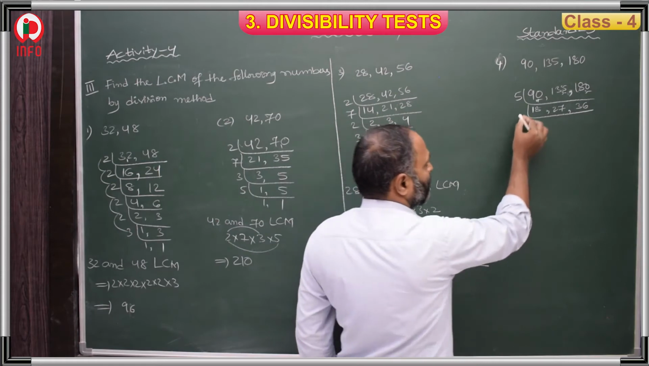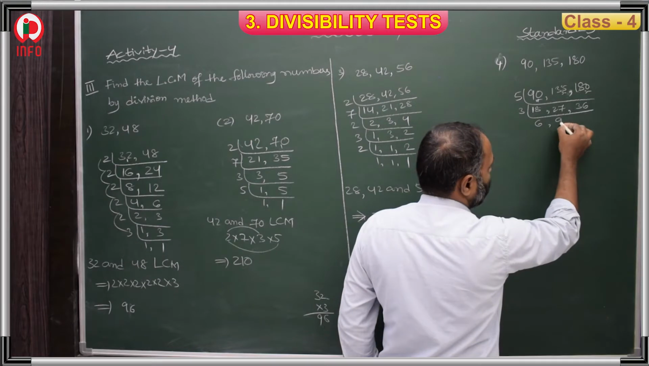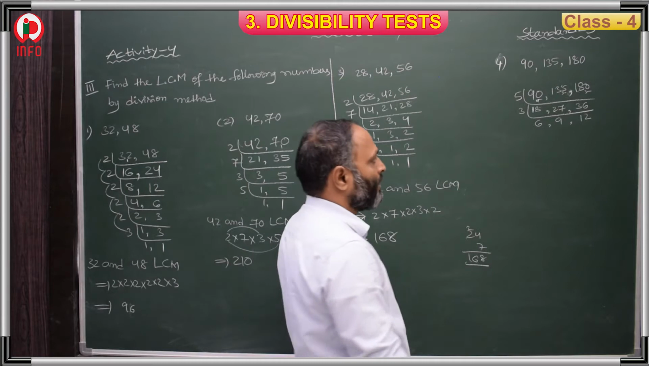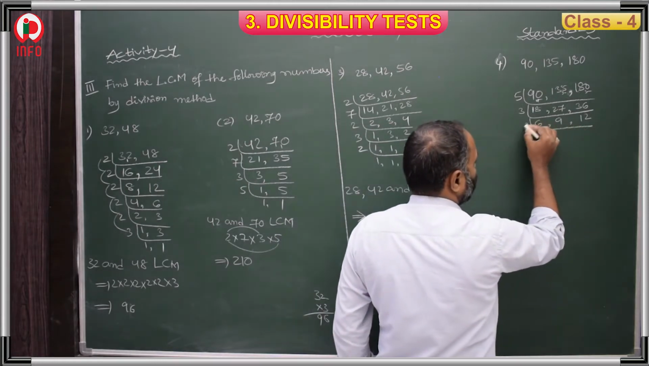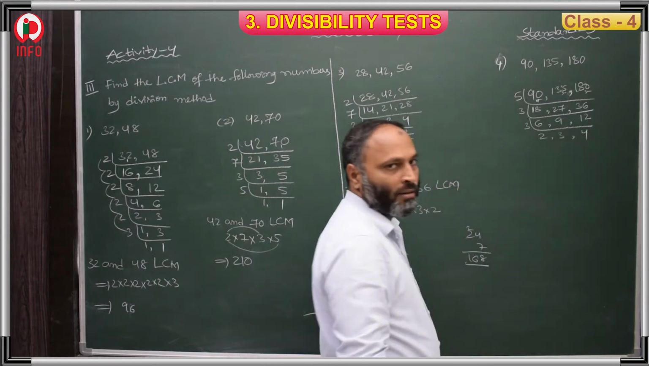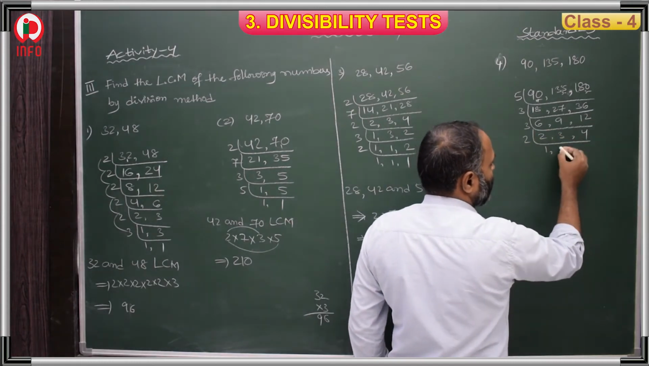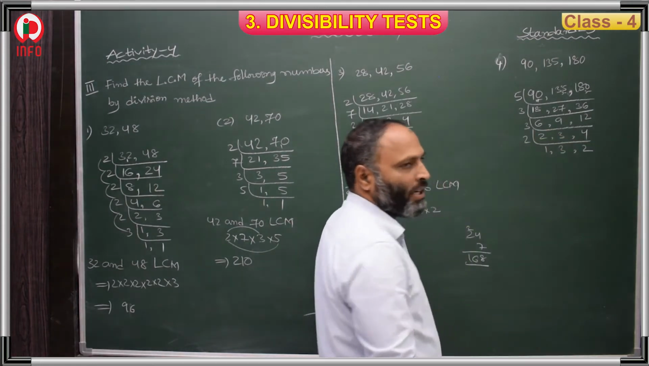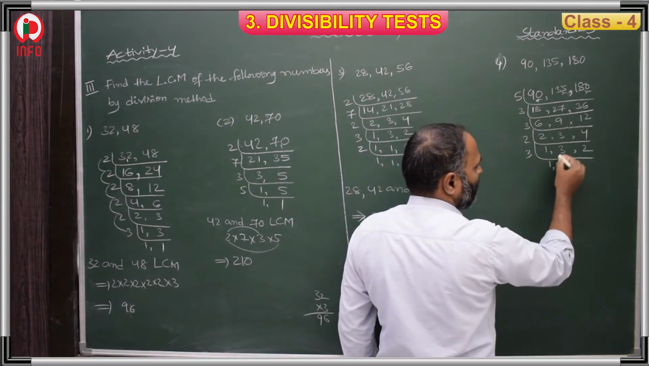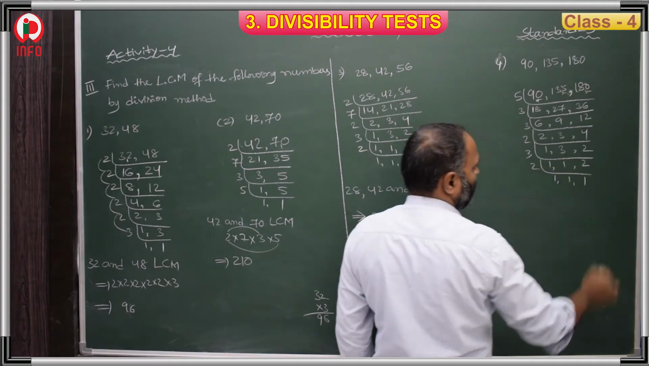Next, the 3 table. 3 6s are 18, 3 9s are 27, 3 12s are 36. Again the 3 table: 3 2s are 6, 3 3s are 9, 3 4s are 12. After that, 2: 2 1s are 2, 2 2s are 4. 3 and 2 are prime numbers. If you want to take 3, then take 3. Again 2. 1, 1, 1.